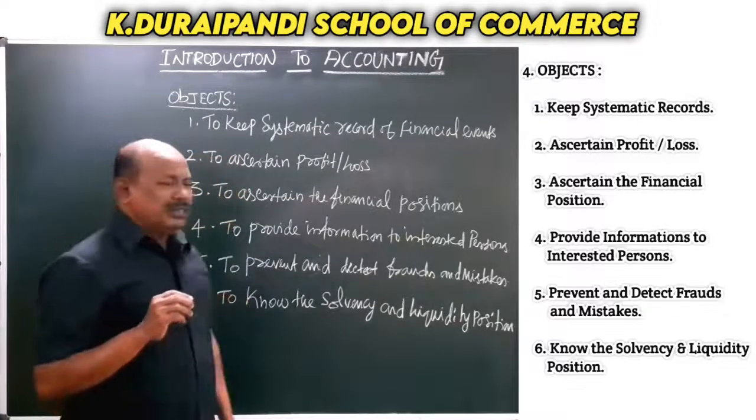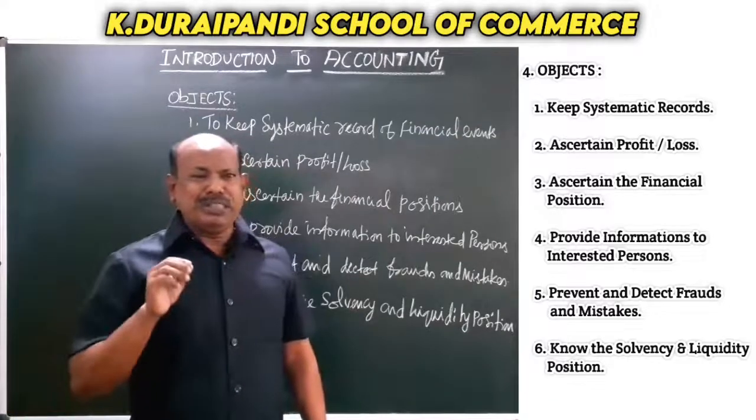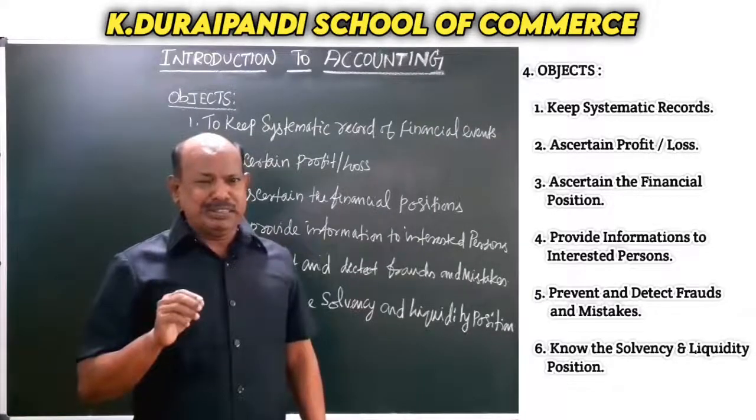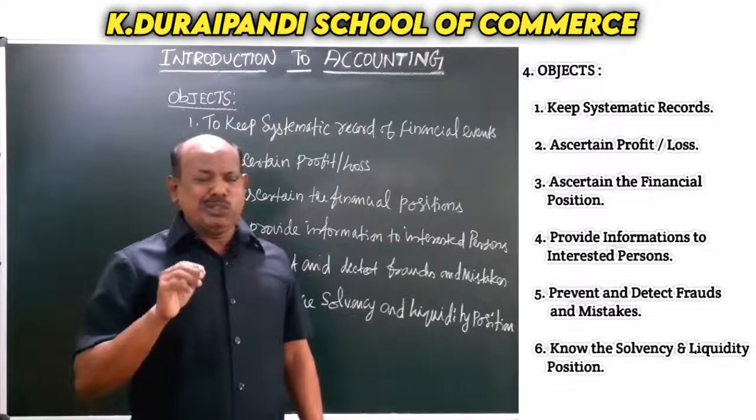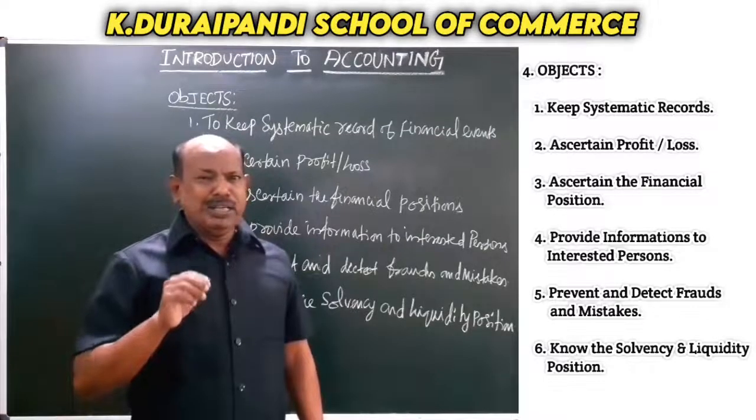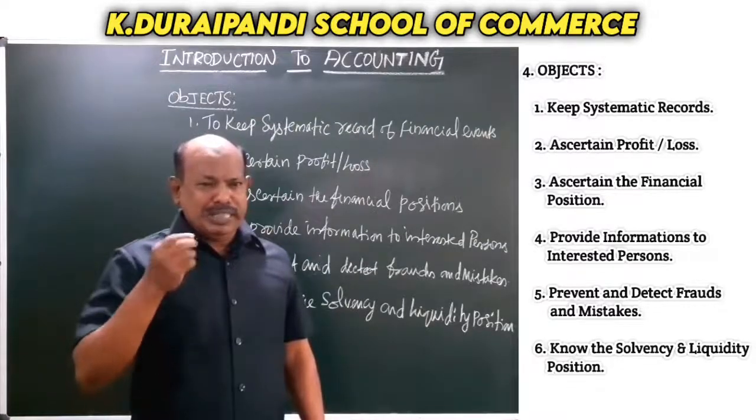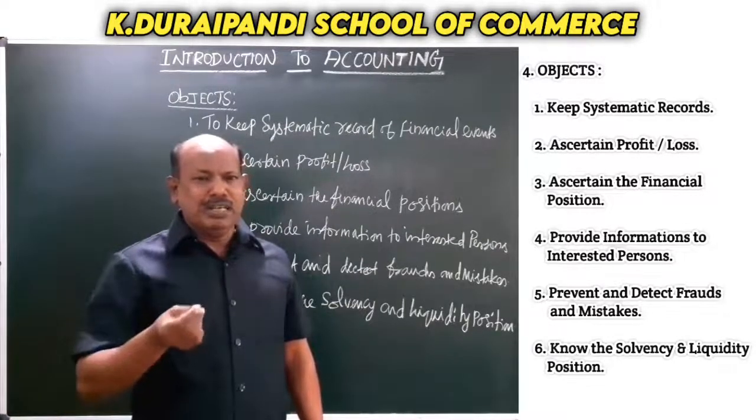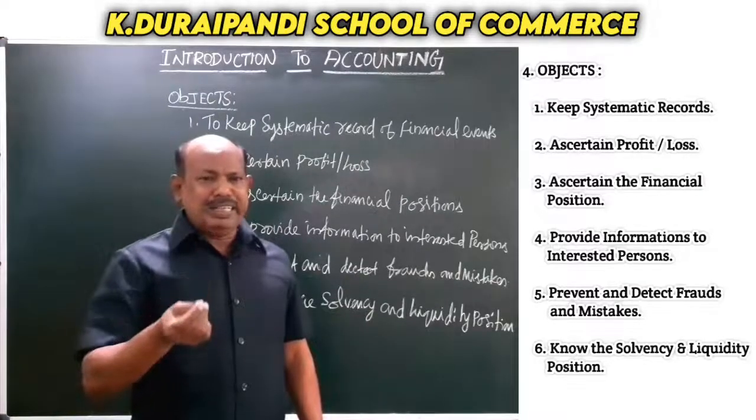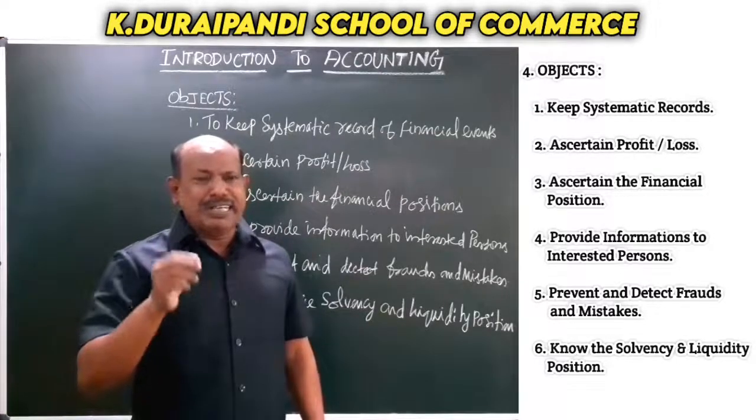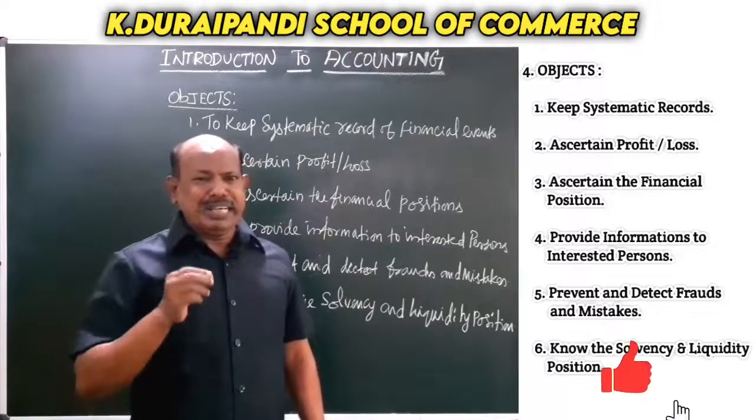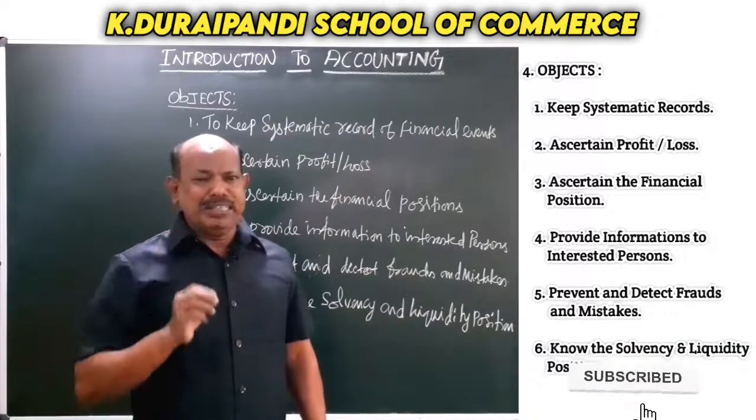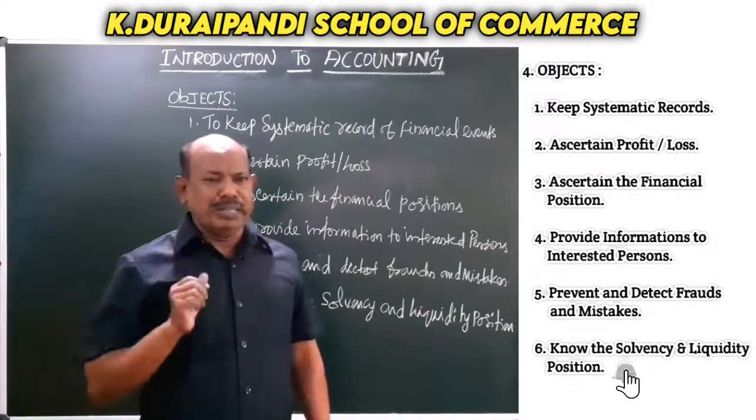The next object is to provide information to the interested persons, the interested parties. Here the necessary information is to be provided by accounting to the owner, to the management, to the government, to the investors, to the creditors, like that. These are all interested persons. They are in need of information. Such information is provided by the accounting system or proper accounting.